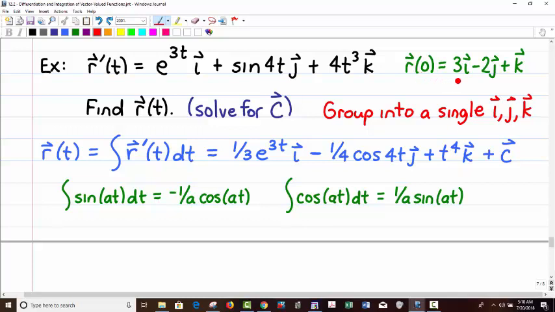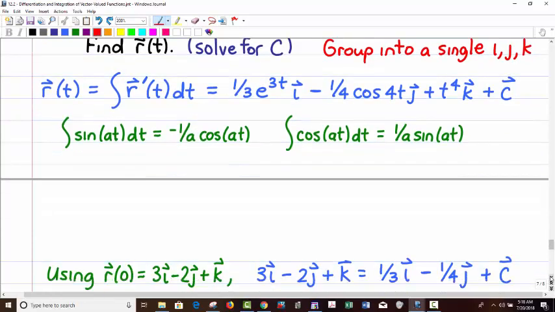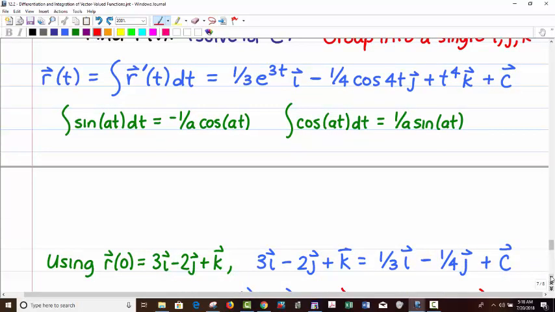So now r of 0 is going to equal 3i minus 2j plus k. So I'm going to set the left side equal to that result, 3i minus 2j plus k. I'm going to plug 0 into my r of t vector and solve for c. So you're going to get 0 for this last component, but not for the next two. 1/3, e to the 0 would be 1/3, because e to the 0 is 1, and cosine of 0 is 1, so you have a negative 1/4 j here.